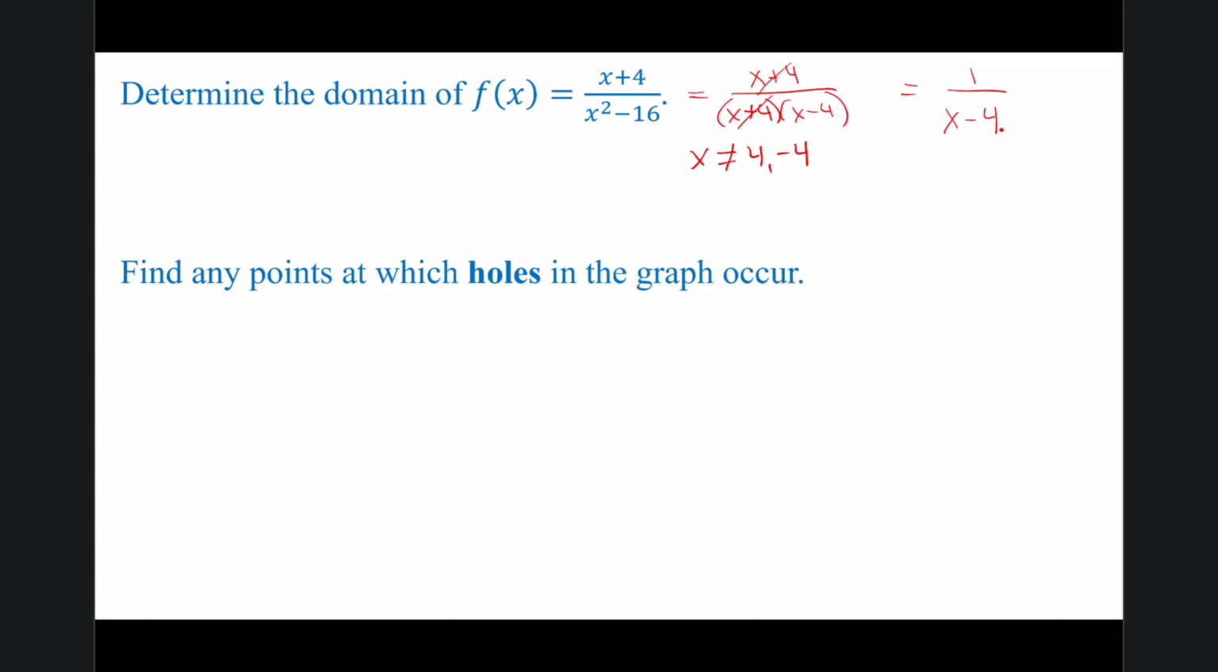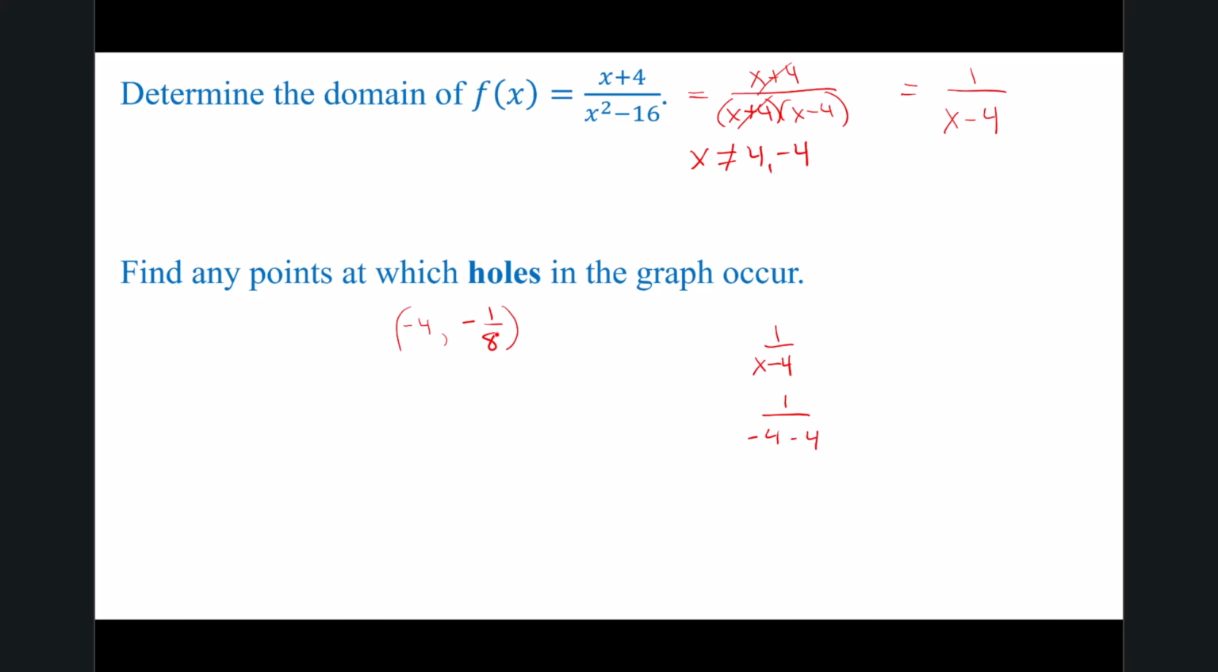So where does the hole occur then? The hole in the graph will occur at x equals negative 4, because the factor we canceled out, x plus 4, that factor is equal to 0 when x is negative 4. And then to find the y-coordinate of that hole, we're going to use 1 over x minus 4 and substitute in negative 4 for x. So 1 over negative 4 minus 4 is negative 1 over 8.